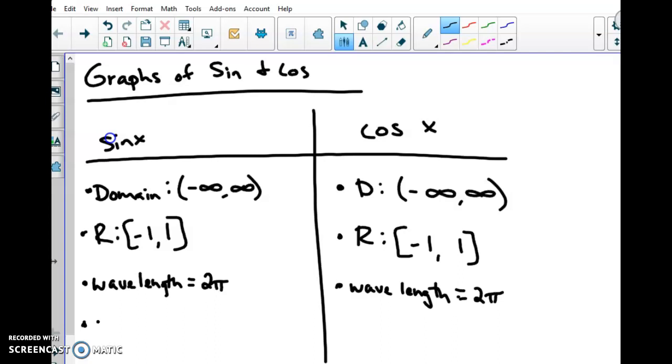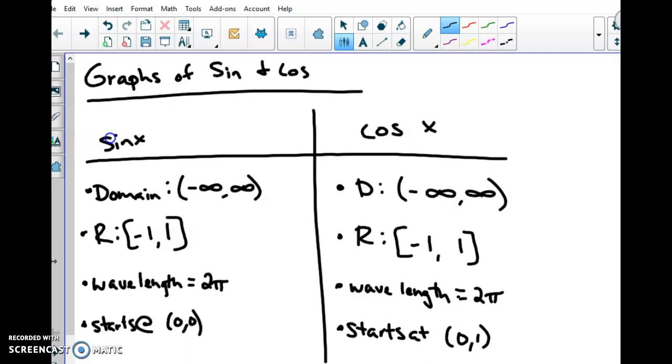And like I said, this one starts at 0, 0. Cosine starts at 0, 1 and goes from there. Otherwise, they don't have any undefined spots. Everything just shifts as you add 2 pi onto this.